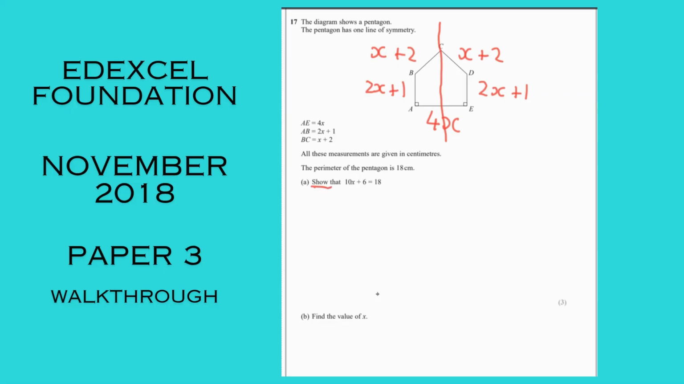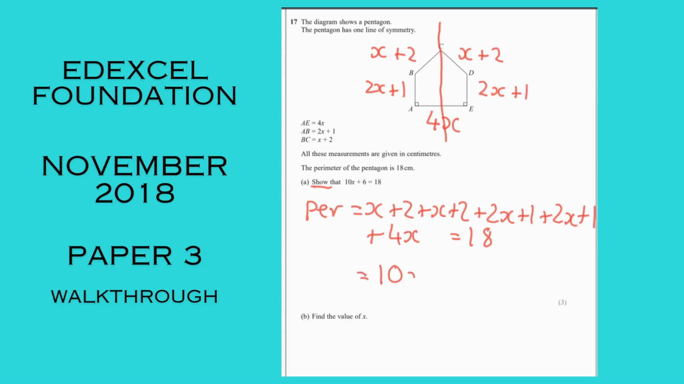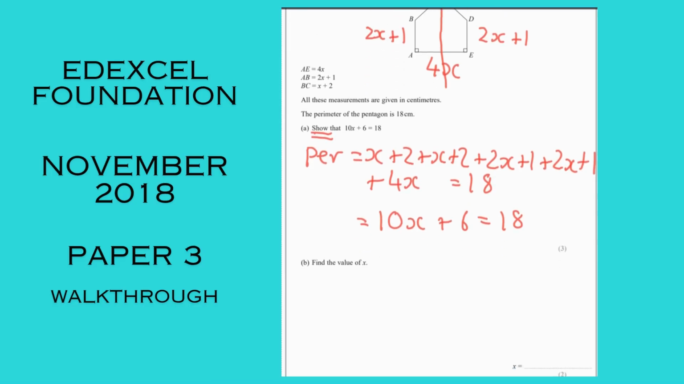When it's a show question, I like to make sure it's watertight. So the perimeter, and I'm just going to list them. Yep, if that means writing everything out, so what? Don't bother worrying about it, just get on with it. And the perimeter equals 18. And when you simplify your terms, for obvious reasons, you must get what they've given you in the question. Show means do, but also show plenty of working out.